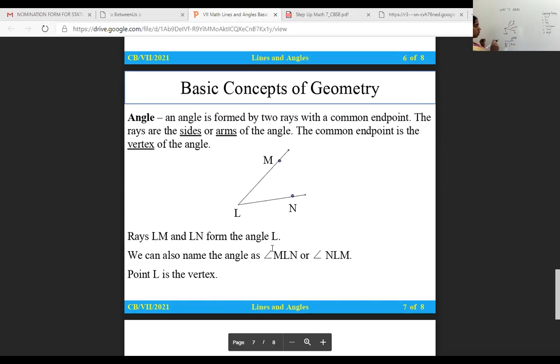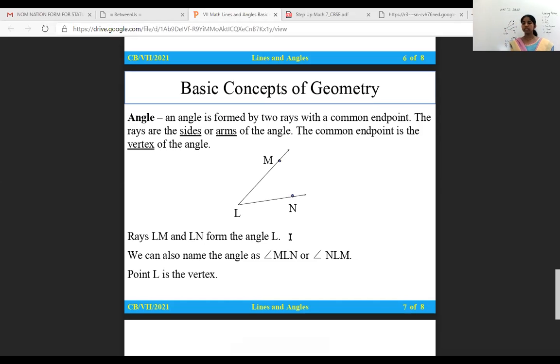The common point is O. So when you write an angle, be very careful. Always the common point should come in between the points of the rays. So O is the common vertex here, and it comes in the middle of the two rays' points, A and B. So OA, OB, and O has to come in the middle: angle AOB. So an angle is formed by two rays with the common endpoint. The rays are the sides or the arms of the angle. The common endpoint is the vertex of the angle.